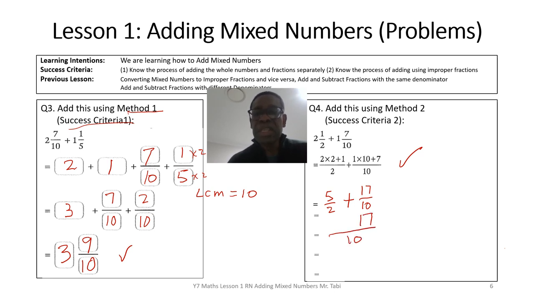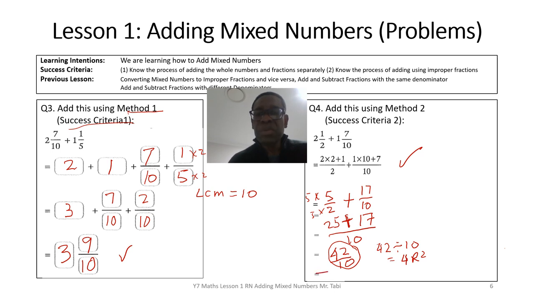That 17 hasn't changed, but these two you have to multiply by 5, so you have to multiply that by 5 as well, and that gives you 25. And 25 plus 17, that gives us 42 over 10. And again, as an improper fraction here, we need to do 42 divided by 10, and that will give me 4 times 10 is 40, remaining 2.